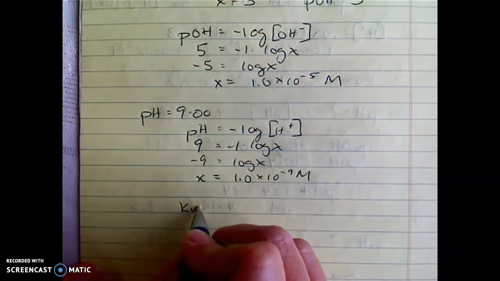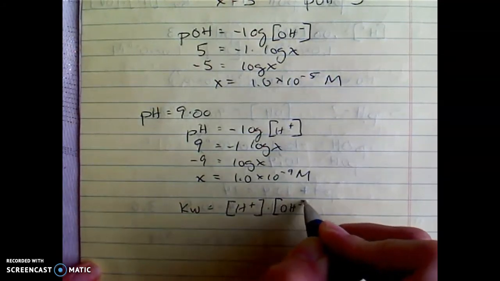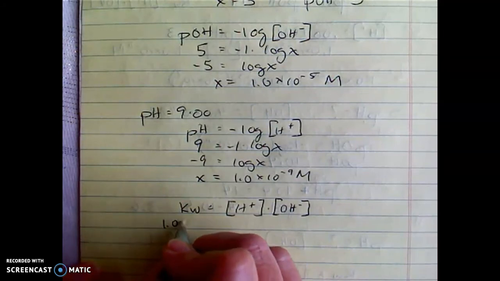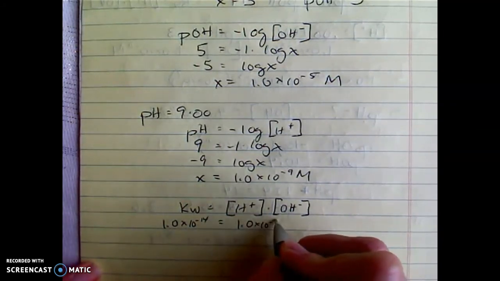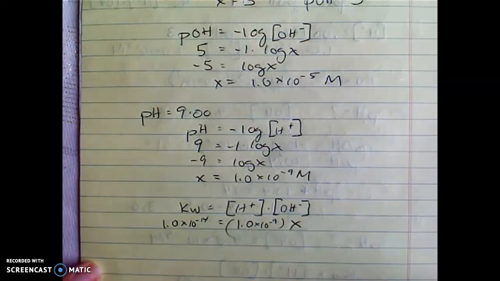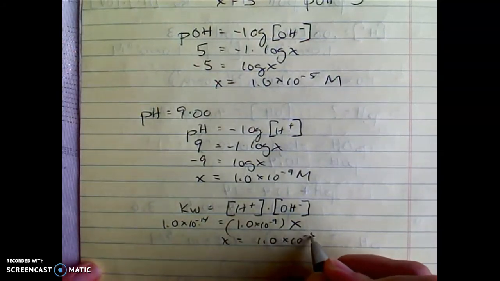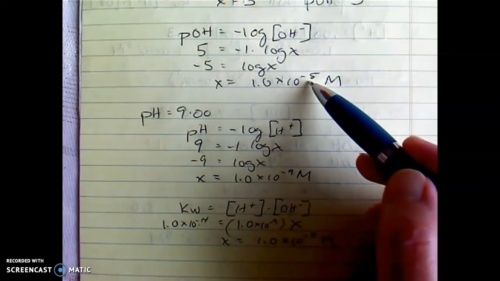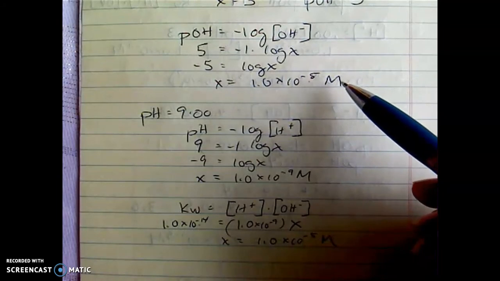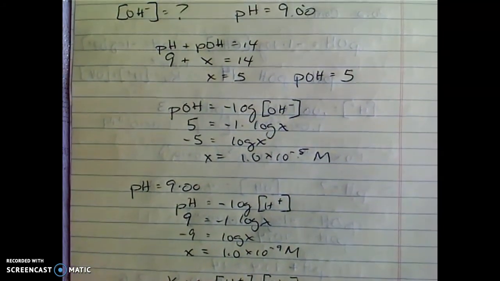And then I could use Kw is equal to the concentration of H plus times the concentration of OH minus, where Kw is 1.0 times 10 to the negative 14th. This is 1.0 times 10 to the negative 9. So what is my OH minus concentration? Take this, divide it by that, and you're going to get 1.0 times 10 to the negative 5th molar. Okay. So you have a lot of options. I like this one up here better. It seemed like it went a little bit quicker. Okay, but that's going to be up to you, how you want to solve that.